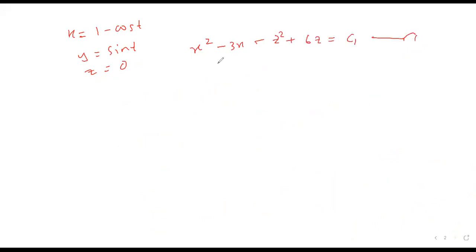So you can see, we have found x equal to 1 plus cos t, y equal to sin t, and z equal to 0. Now we have two equations. One is x squared minus 3x minus z squared plus 6z equal to C1. This is our equation number 1. Our second one is x plus y squared minus 2z equal to C2. These two are our general equations with C1 and C2.